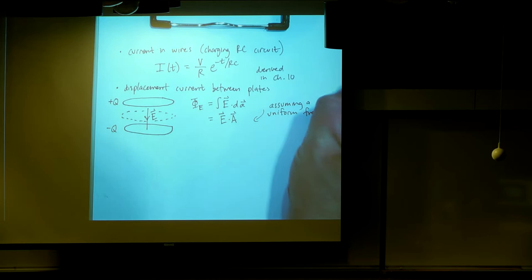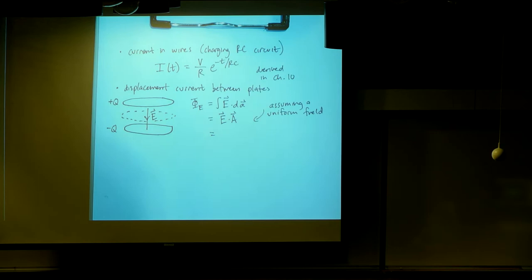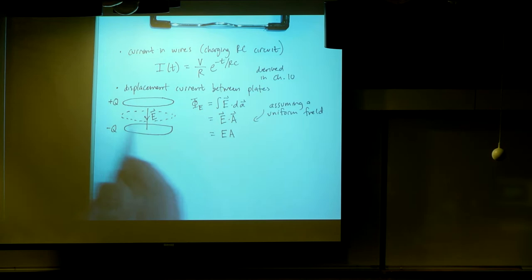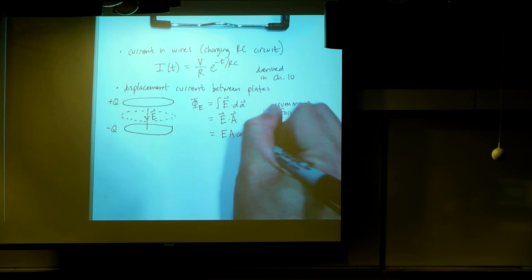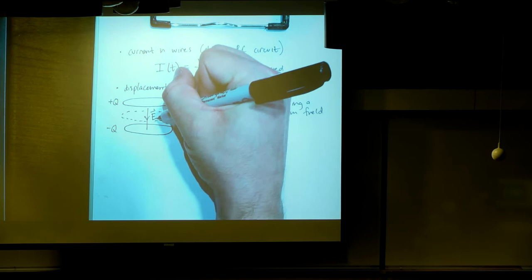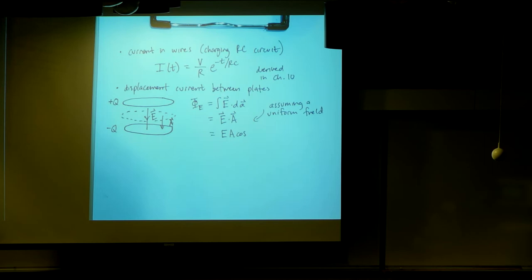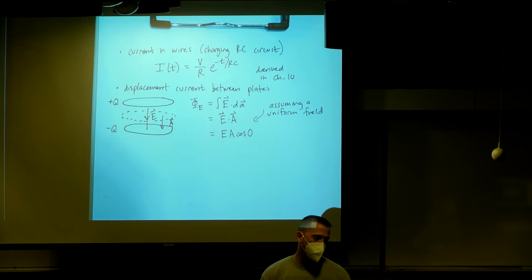And how should I evaluate this dot product? I should evaluate it as the strength of the E field times the area, and then the cosine of some angle. Well, I've oriented this so that the area vector, remember that's perpendicular to the surface, is pointing straight down along with the E field. So the angle between them is just zero. In other words, the flux through this surface of E field lines is just the strength of the E field in between the plates, which we are assuming is uniform, times the area, which is going to be the area of the plates.